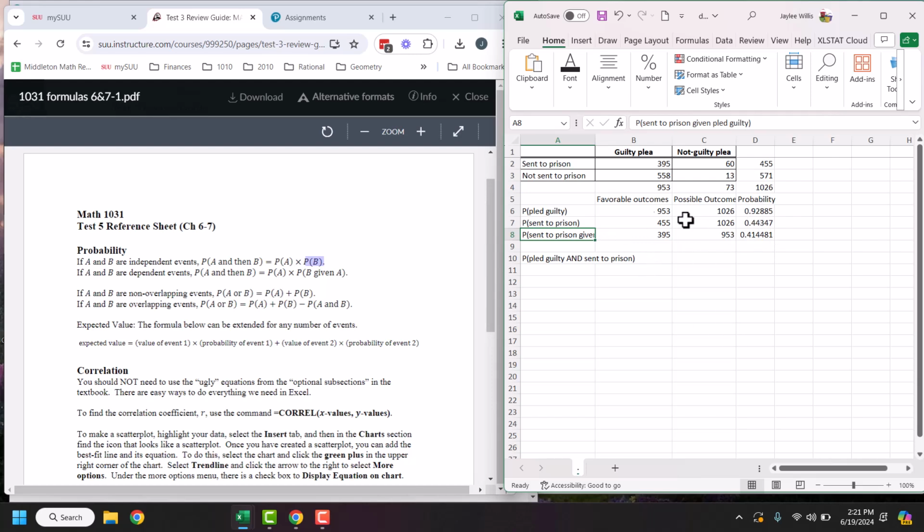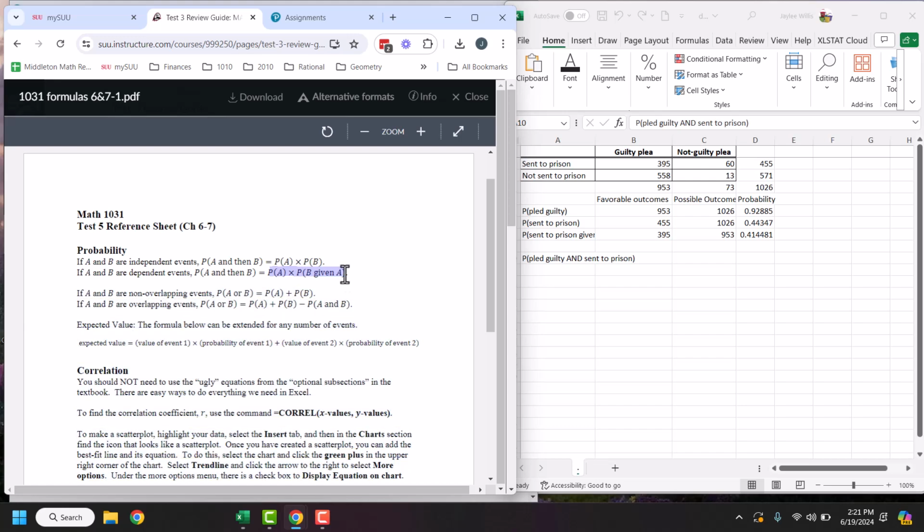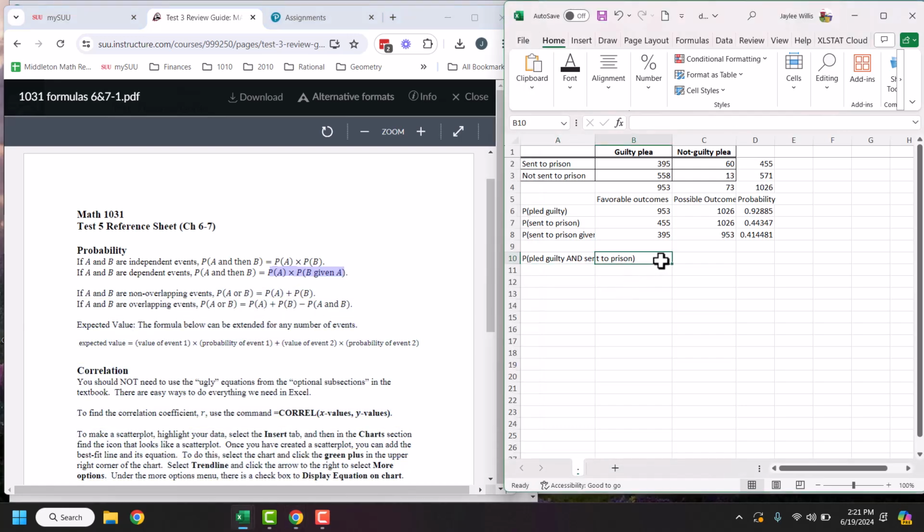So this probability will be needed to be able to find the probability of A and then B. The probability that they pled guilty and got sent to prison, according to this formula here, is the probability that the first event happened, so the probability of event A happening, multiplied by the probability of the second event happening, assuming the first event happened. So that would be that. That's the probability that you randomly select someone who pled guilty and went to prison.